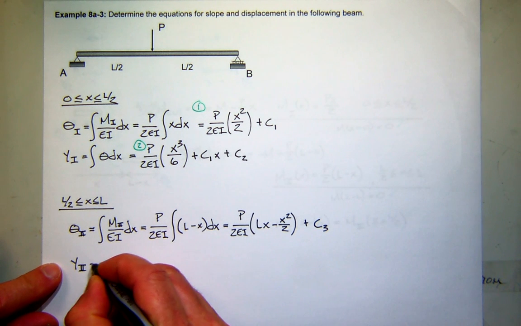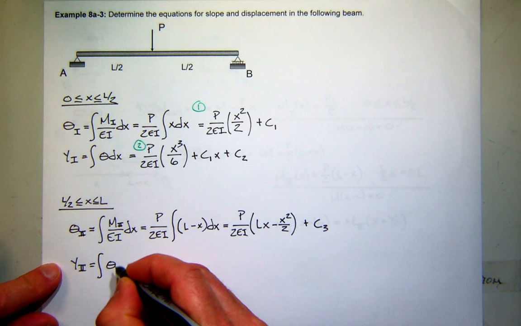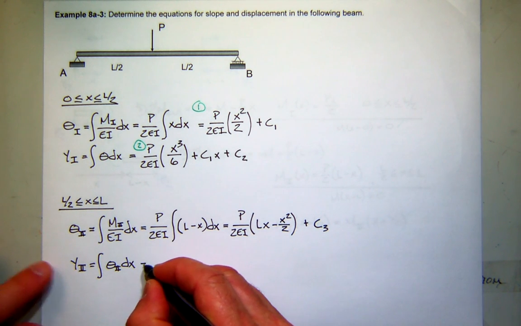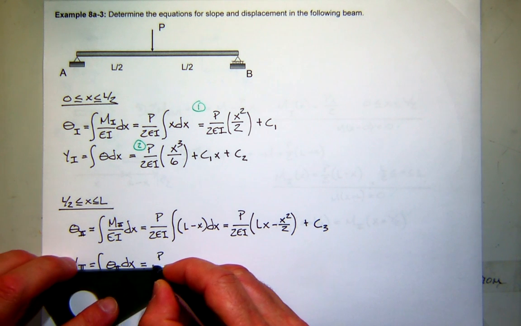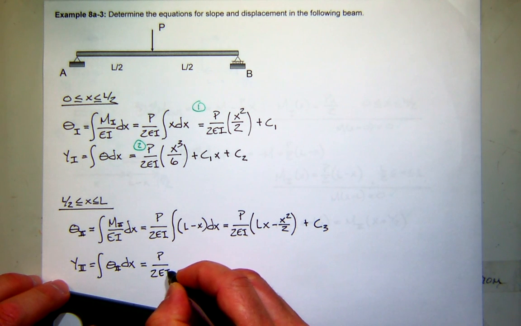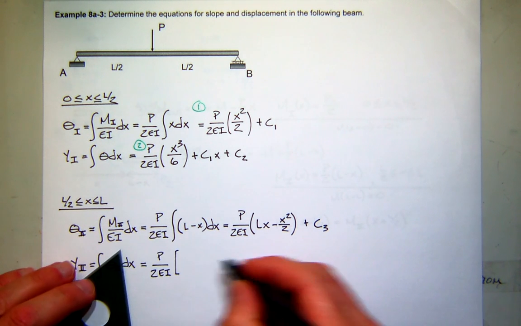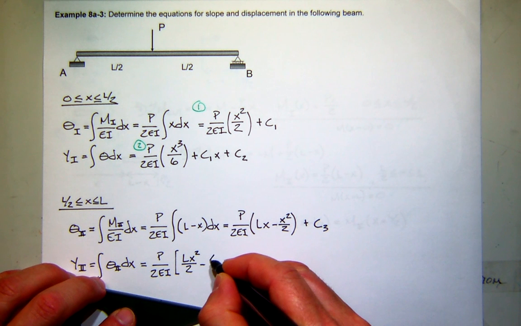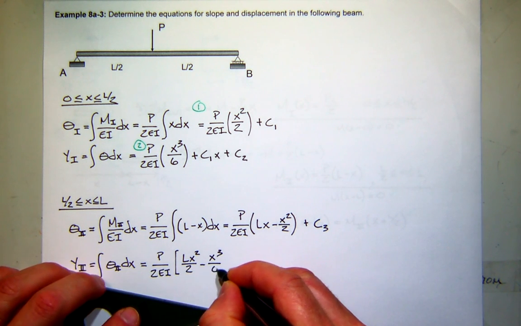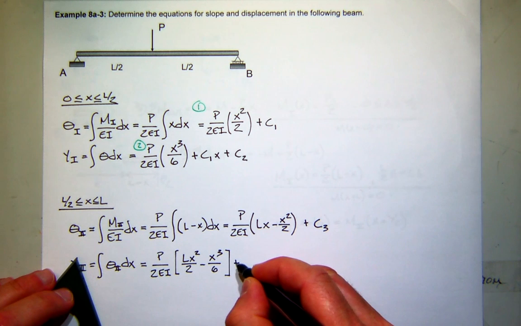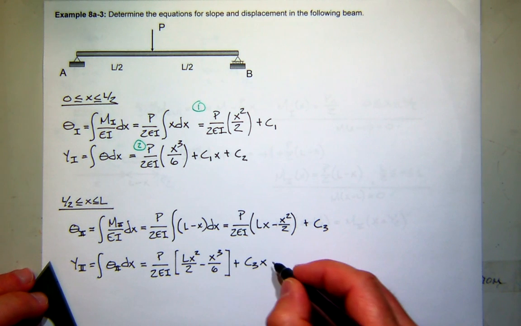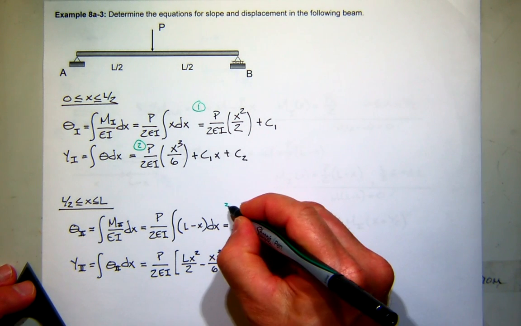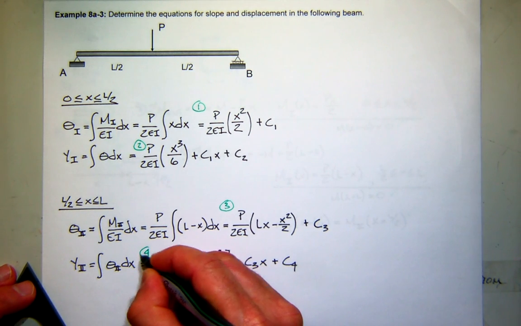So now the displacement is the integral of the slope. So just integrate that. So again, my constant is still P over 2EI. And internally this becomes Lx squared over 2 minus x cubed over 6, plus C3x, and then a new integration constant C4. So this becomes my third and fourth equation.